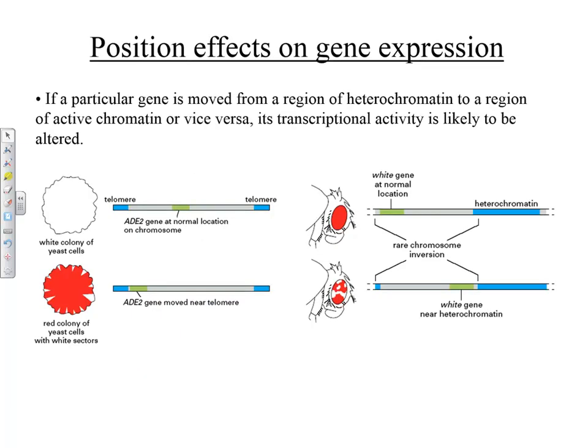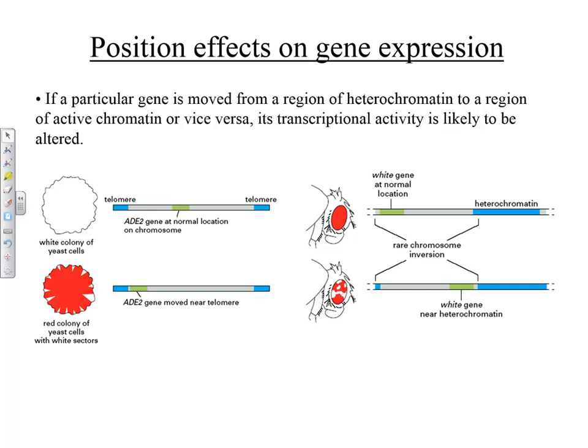Now, by moving genes around in the genome, you can dramatically alter gene expression. Right? So if a particular gene is moved from a region of heterochromatin, which is transcriptionally inactive with very compact packing, to a region of active chromatin or vice versa, its transcriptional activity is likely to be altered.